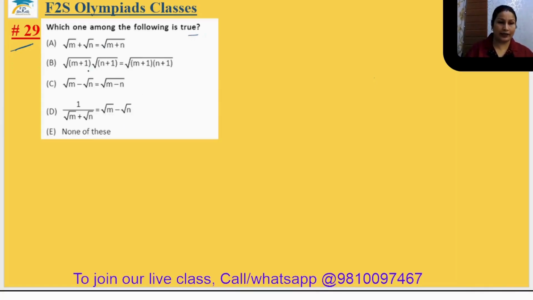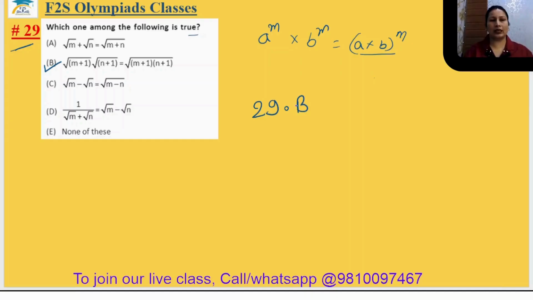It can be multiplied. It is the rule of the exponents: a to the power m multiplied by b to the power m equals a multiplied by b to the power m. It can be possible. Here power is half, but a to the power m plus b to the power m cannot be a plus b to the power m or a minus b to the power m. So option B is the correct answer according to the rule of exponent. Question number 29, answer will be D.